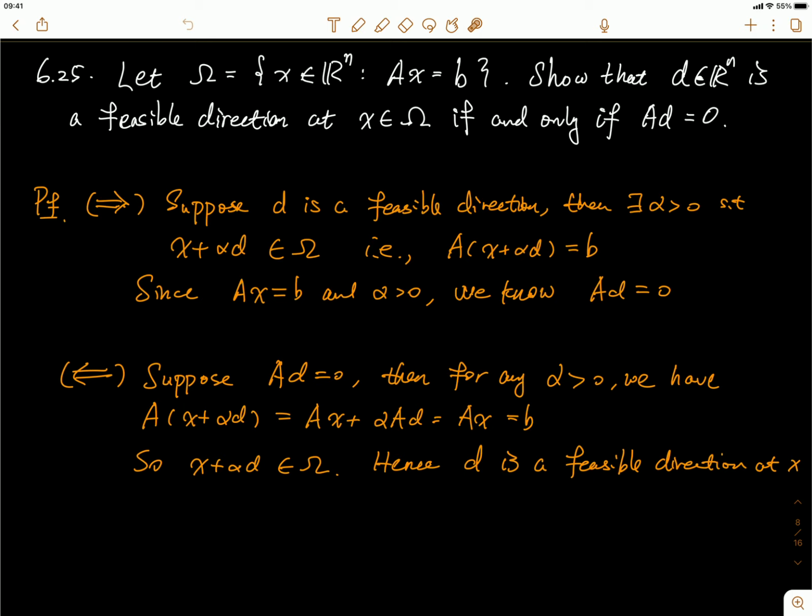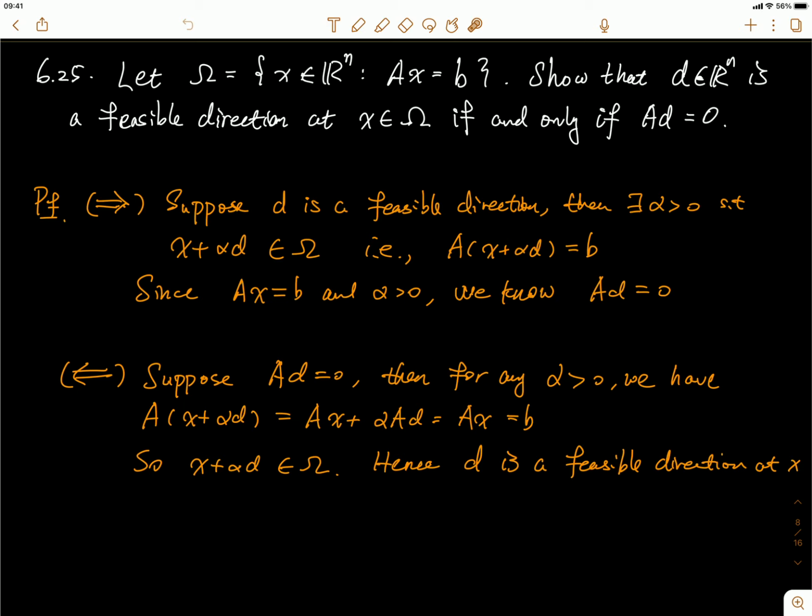Okay, so when we see this kind of question, asking us to show some statement is true if and only if the other statement is true, then we just need to show that the first statement implies the second, and the second statement implies the first. So the first statement is that d is a feasible direction, and we want to show that it's equivalent to Ad equals 0. So for this direction, let's just suppose d is a feasible direction. Okay, assuming this is true.